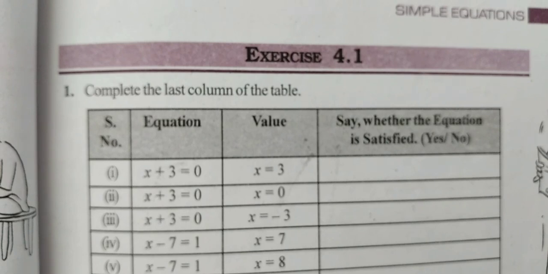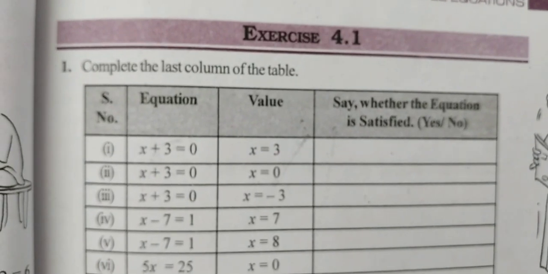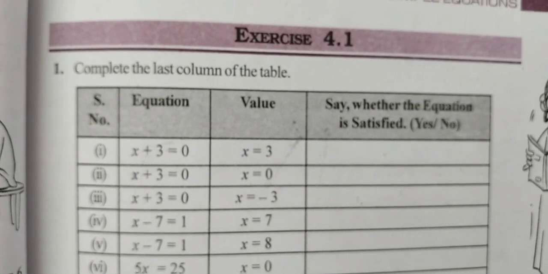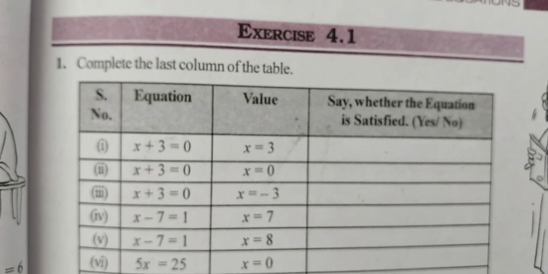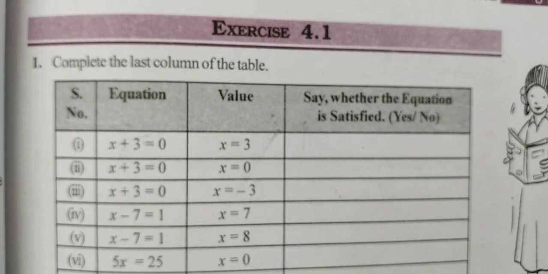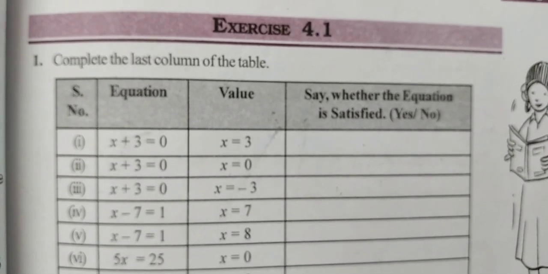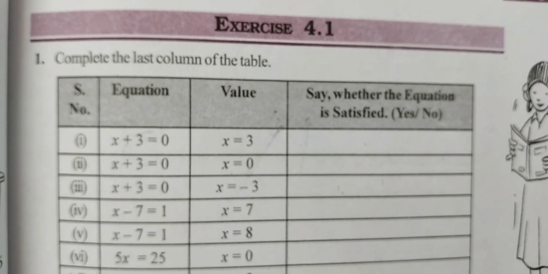Exercise 4.1. Complete the last column of the table. How many columns can you see? You can see 4 columns. The first column gives you the serial number of the given equations. The second column tells you about the equations. The third column tells you about the value to be substituted in the equation, and the fourth column tells you whether the equation is satisfied or not. Yes or no you have to write.